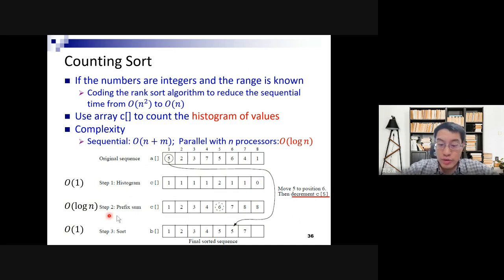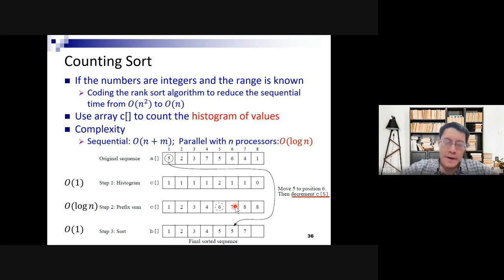Otherwise, when you do the prefix sum, the complexity you cannot treat it as n, right? You have to add the value for all the bins. If the number of bins is more than the number of items, then the time complexity will increase.